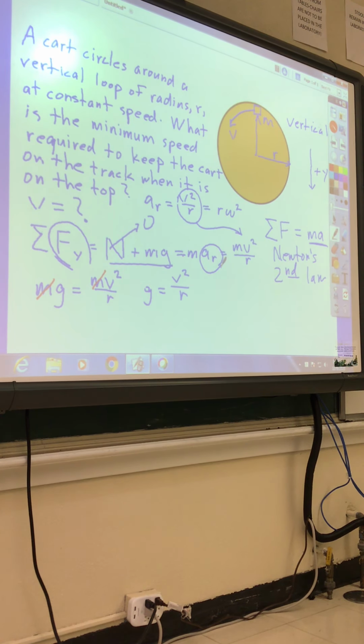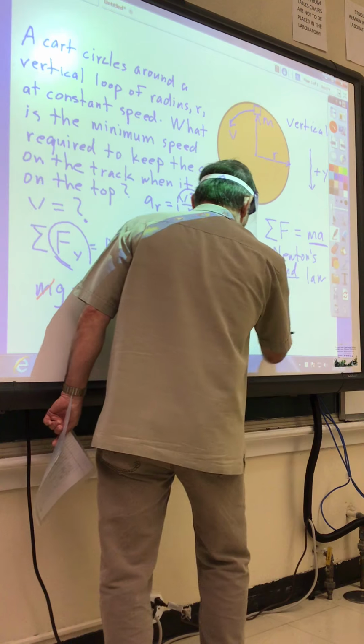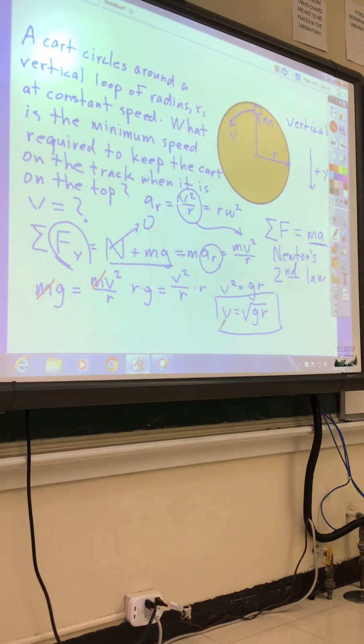Okay, did we get some answers here? All right. So what you do is just multiply by r on both sides. I think most of you know what to do now. v squared is equal to gr. Take the square root of both sides. v is equal to the square root of gr. That's what I was looking for right there.